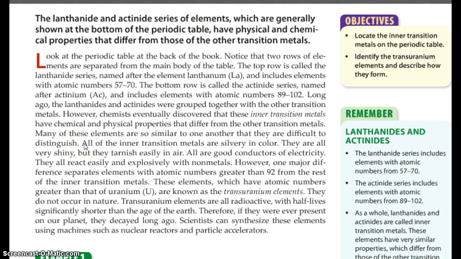All of the intertransition metals are silvery in color. They are all very shiny, but they tarnish easily in air. All are good conductors of electricity. They all react easily and explosively with nonmetals.